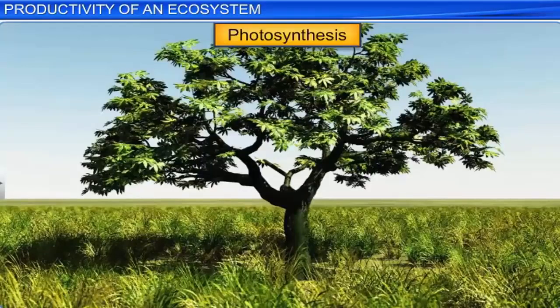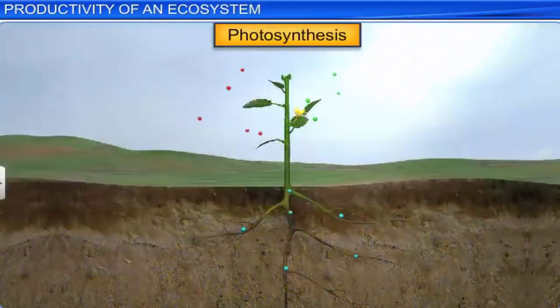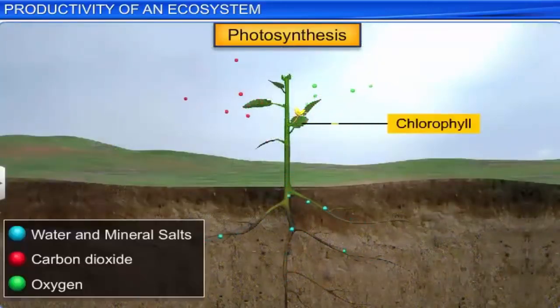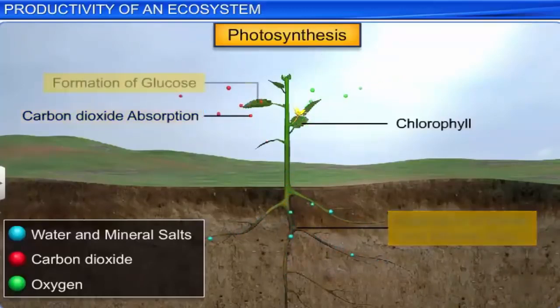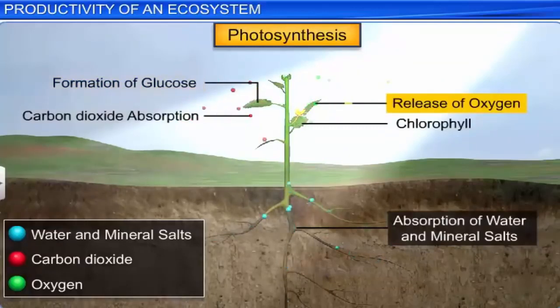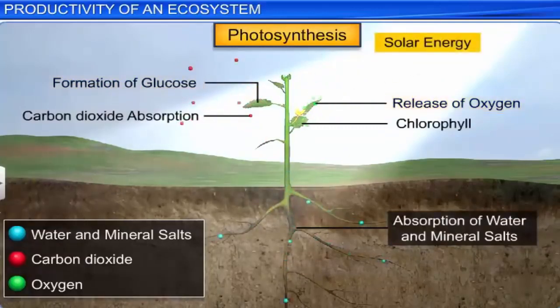During photosynthesis, plants use chlorophyll to fix inorganic substances such as water and carbon dioxide into organic substances such as glucose in the presence of sunlight, which acts as the main source of energy. So the light energy of the sun is converted into chemical energy of glucose or sugars.